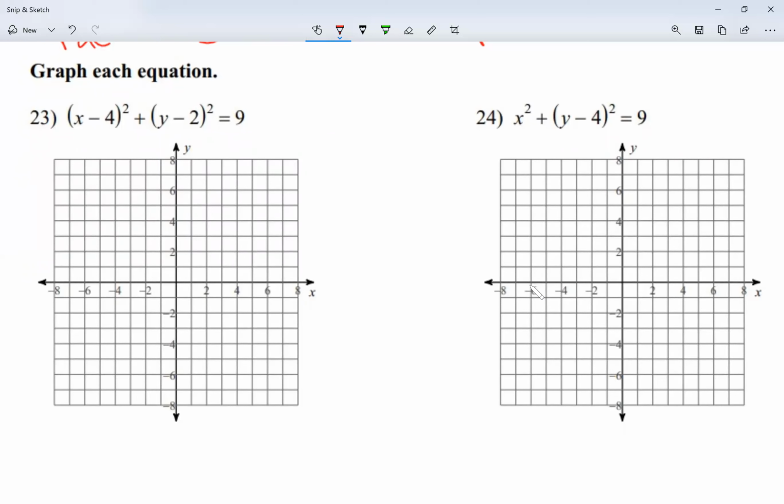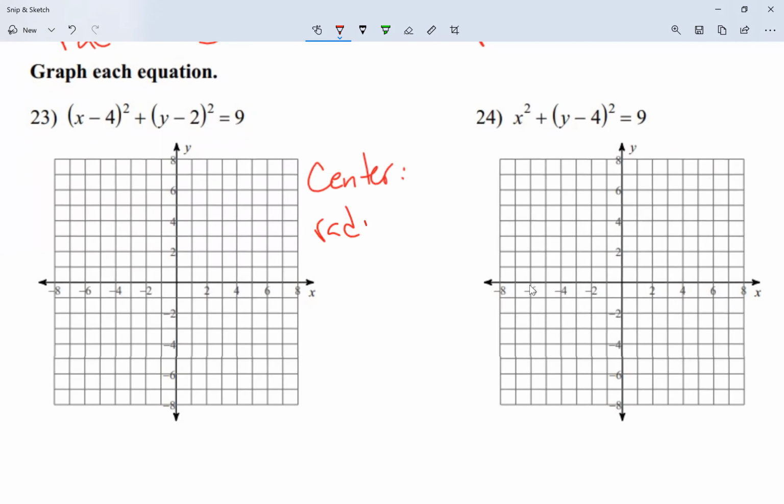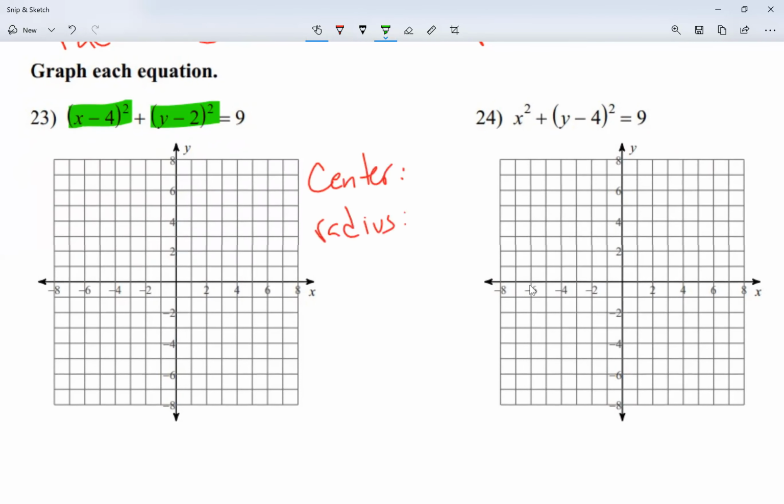Okay, for us to graph it, let me start by identifying the center and the radius. I have you practice on how to find them because they are useful. When we're going to graph it, we have to find the center and the radius. So for the center, I use the values inside the parentheses. Remember, we've got to switch the signs. So I'm going to say the center of this is 4, 2. Don't forget to switch the signs. Now the radius, I'm going to use this 9 at the end.